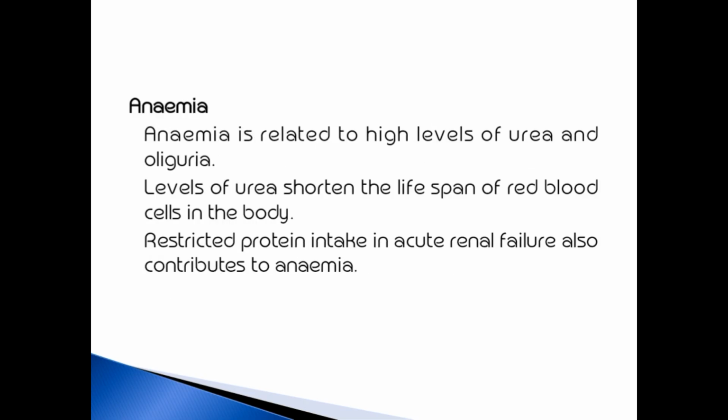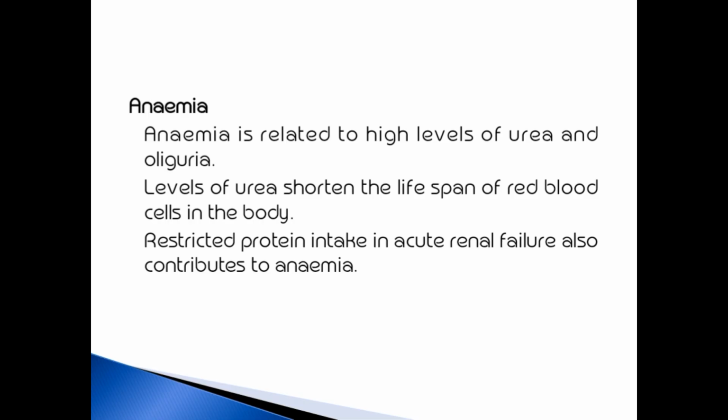The other complication will be anemia. So anemia is related to high levels of urea and oliguria. High levels of urea shorten the lifespan of red blood cells in the body. So if there is an increase in the levels of urea in the blood, the lifespan will do what? Will be reduced, and hence the destruction of the red blood cells will be high, and that's when you find that the bilirubin levels are going to be high. Like we said, BUN will increase.